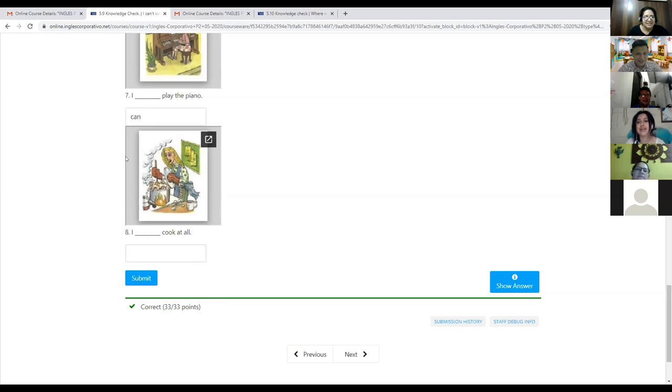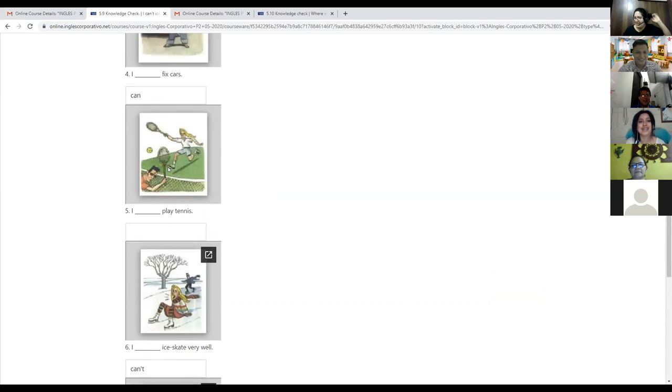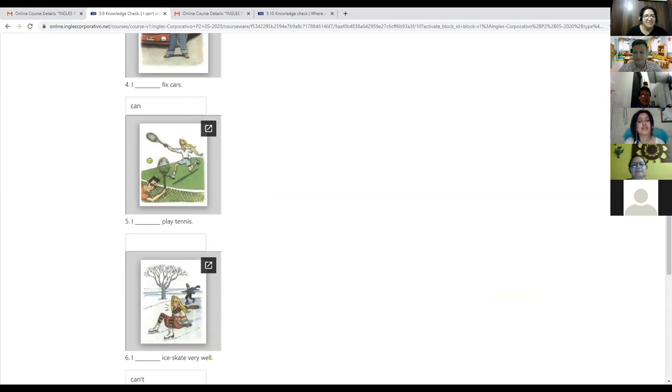Casi incendia ahí la house. A little bit stressful. Okay, that's good. Positive or negative? Negative. This is a one, de acuerdo, right? Okay, really good. This one, when she played tennis? Negative. I can't play tennis. Can. Okay. Positive. Ponga la positiva y después. Oh, sí.